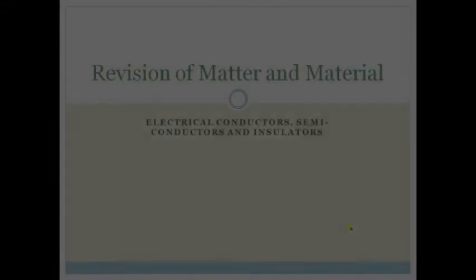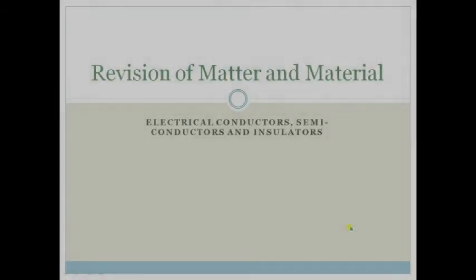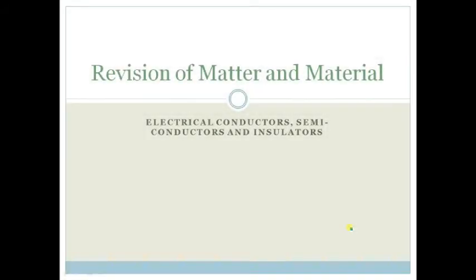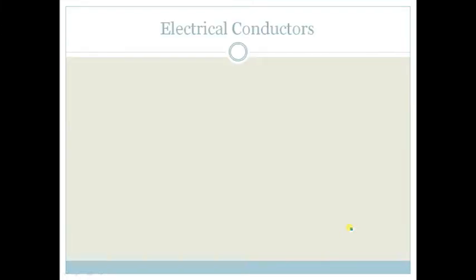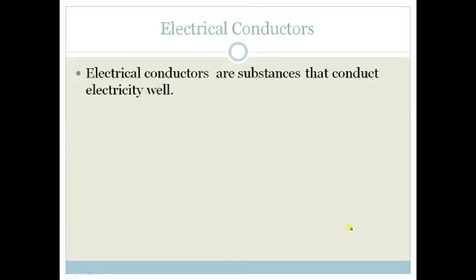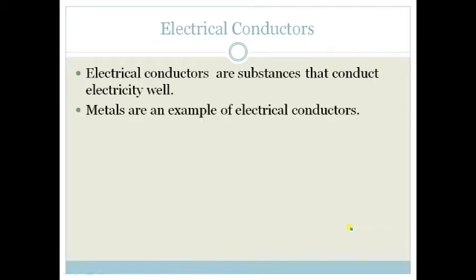Good day, grade 10s. In today's lesson, we're going to be looking at electrical conductors, semiconductors, and insulators. So let's start with electrical conductors. Electrical conductors are substances that conduct electricity well. So metals are good examples of electrical conductors, and that is because they have a sea of delocalized electrons. So let me explain what this means.